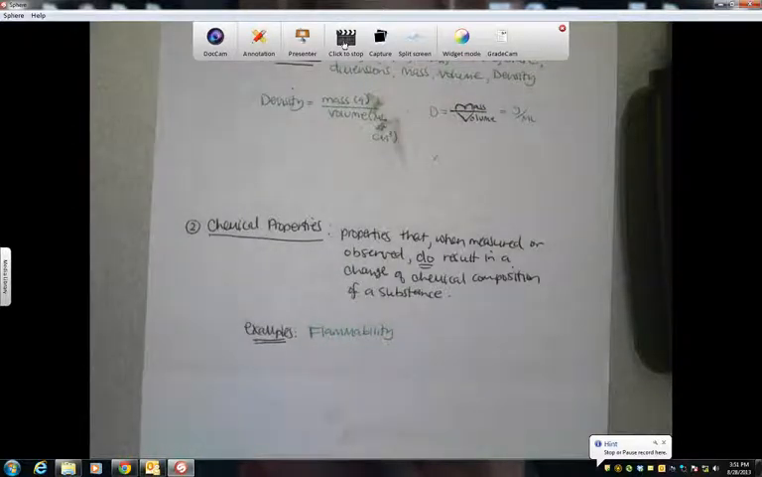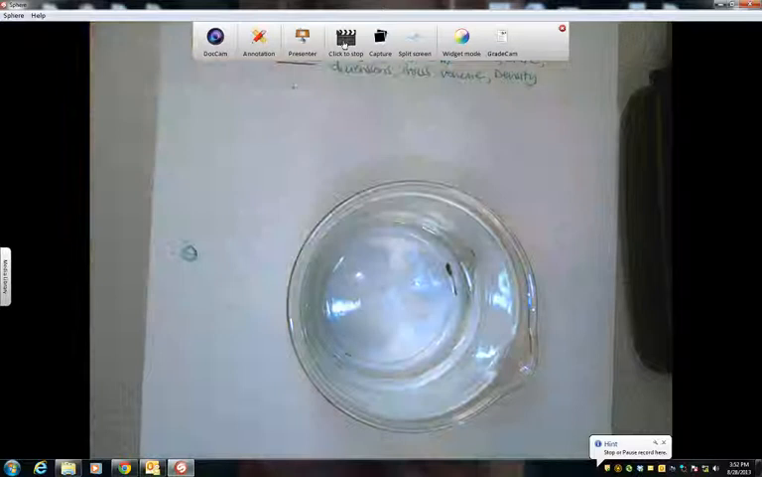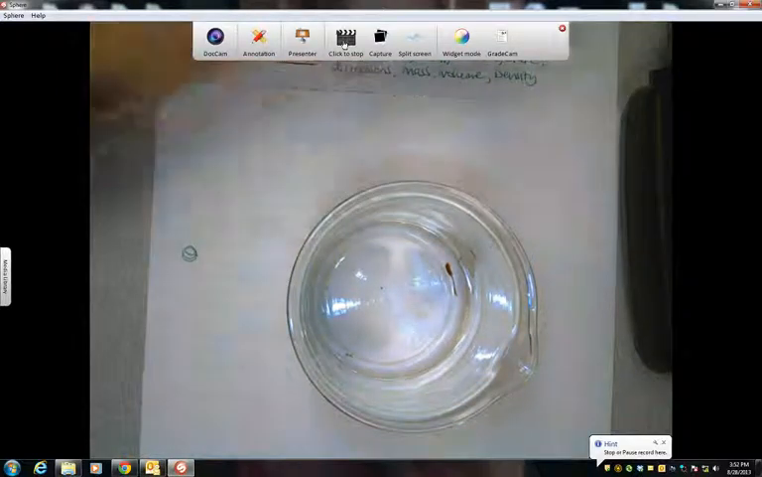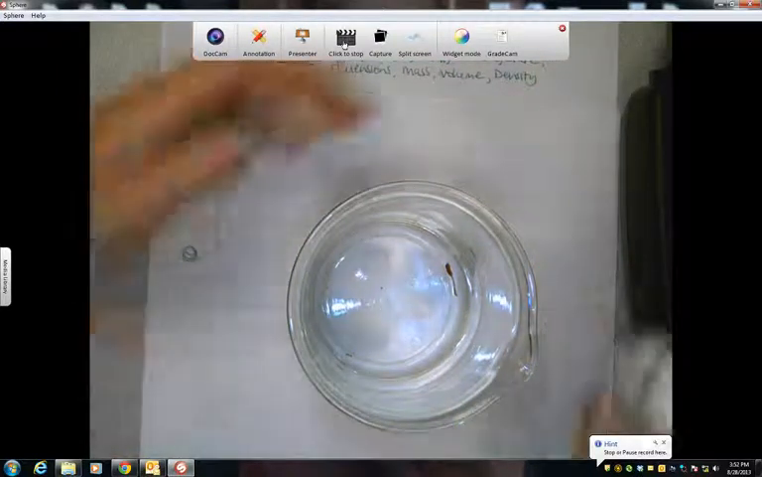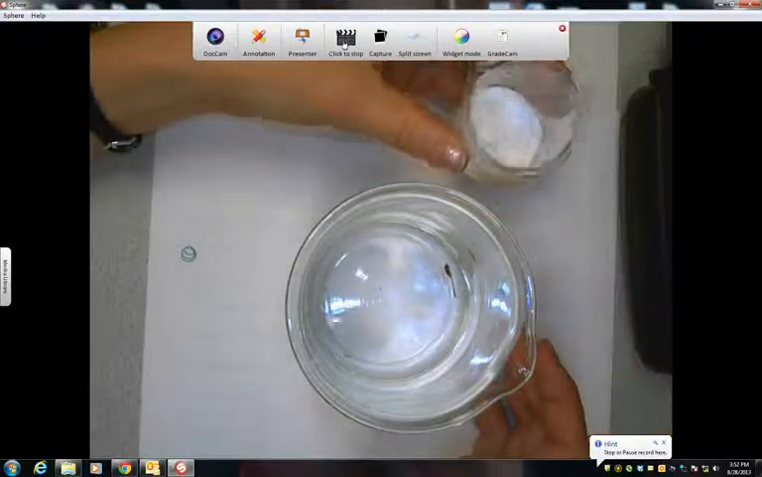I'm going to put a piece of paper down underneath this just so that if it makes a mess, it's not going to mess up my notes. So here's a beaker of vinegar, and then I have a beaker right here of baking soda.